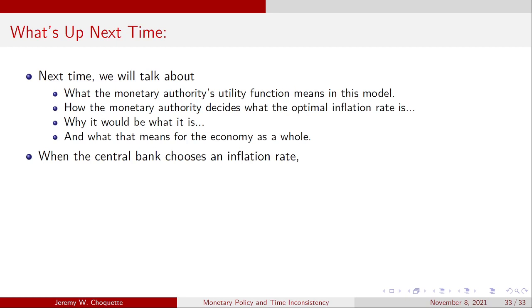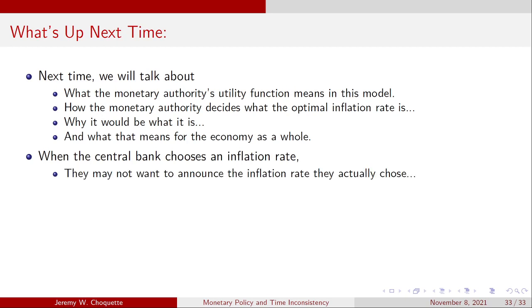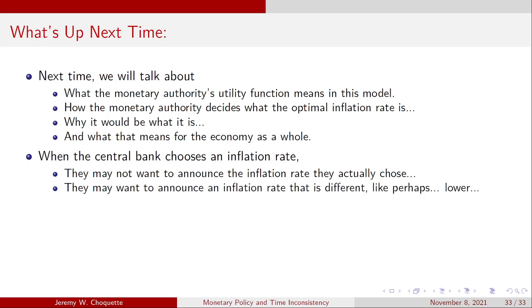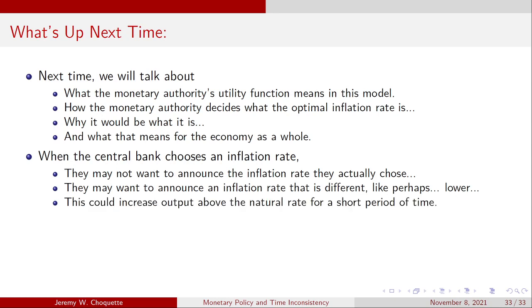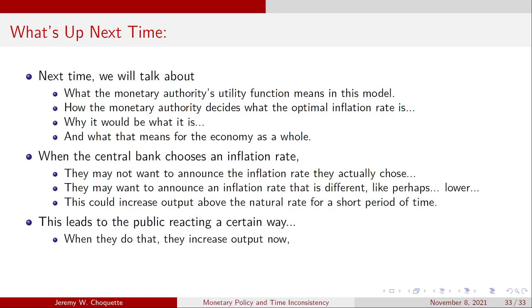We're going to talk about when the central bank chooses an inflation rate, they may not want to announce the inflation rate they actually chose. They may want to announce an inflation rate that's different, like perhaps lower. Now, it could increase output above the natural rate for a short period of time, which leads to the public reacting a certain way. When they do that, it increases output now, but it'll drop a little bit later. It's some game theory, different strategies, what's known as a trigger strategy. If it's done at all, like any sort of punishment, it's a grim trigger if they punish forever. And yeah, all that fun stuff.